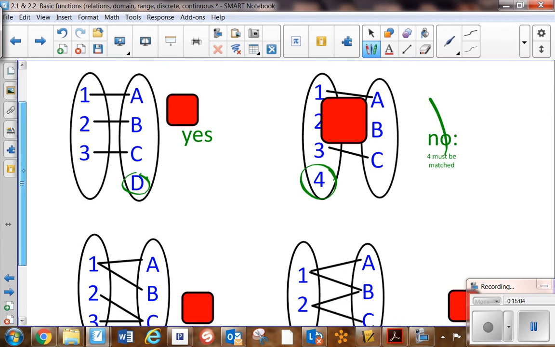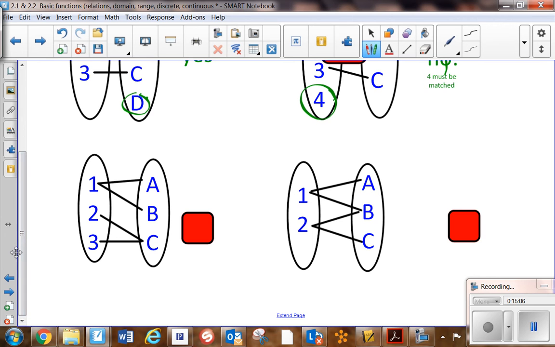Here we go again. Yep, not a function. This guy here. No, for several reasons. The main one being, one has two partners. And two only has one partner. Three only has one partner. But one has two, so this is a problem. So no, that's not. The next one. Same reason, right? One has two partners and two has two partners. So no, for sure.